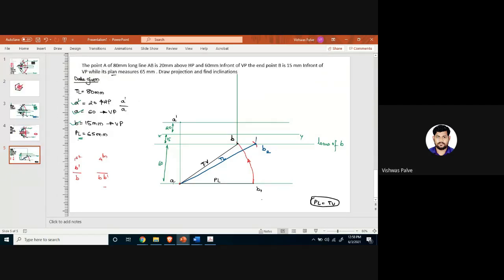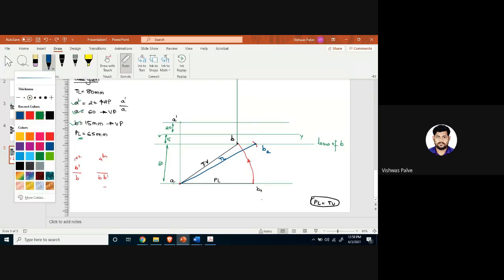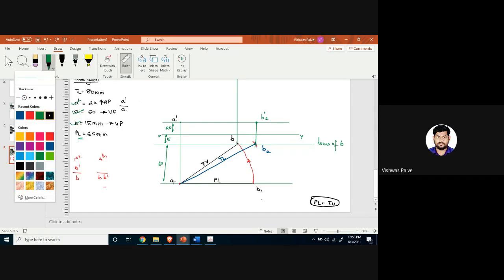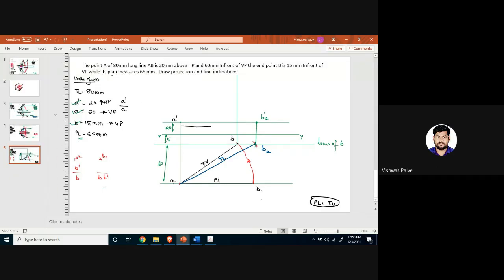Vertically above. If I transfer it, once again, draw, change the color to green, thin line. If I transfer it vertically above, this point will be named as point B2 dash. What is this length called? Elevation length. This length will be my elevation length, right?